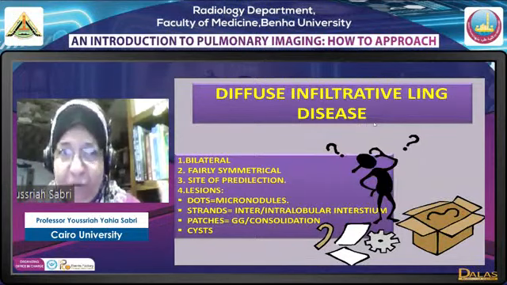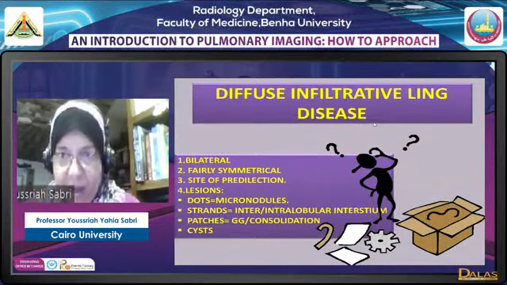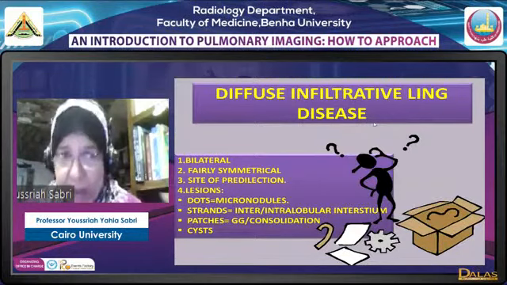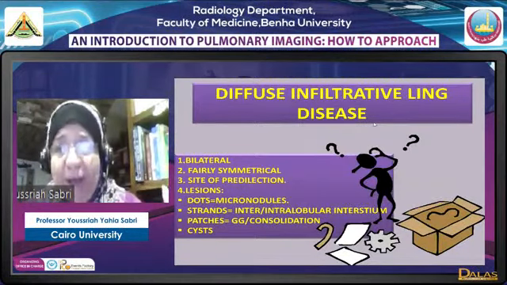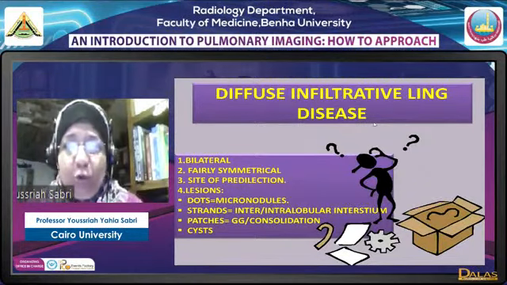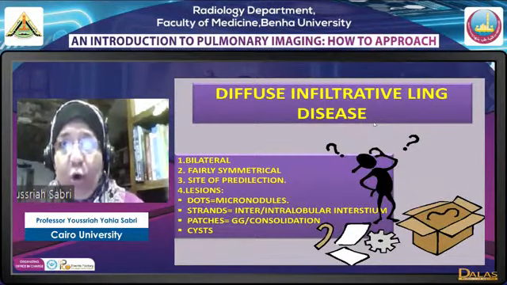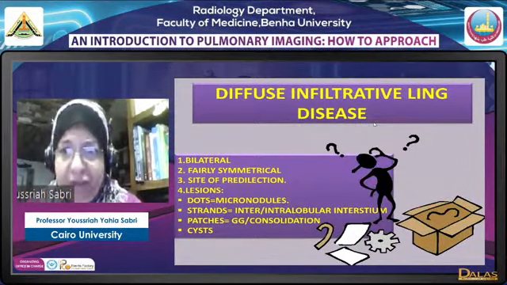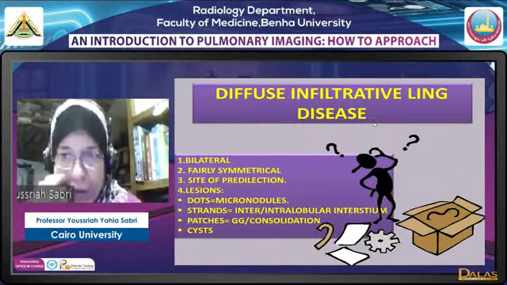First of all, bilaterality. I have to have a bilateral disease that is fairly symmetrical, and it has some sort of site of predilection. It likes to be somewhere. It's more upper lobar, it's more lower lobar, it's more subpleural, more central, whatever. It has a site of predilection.